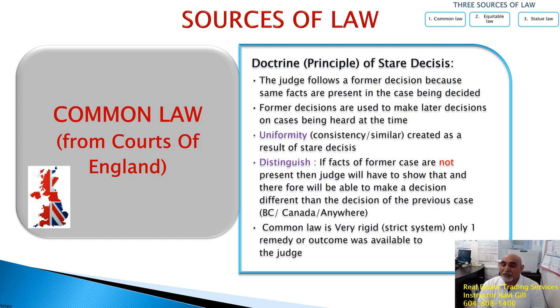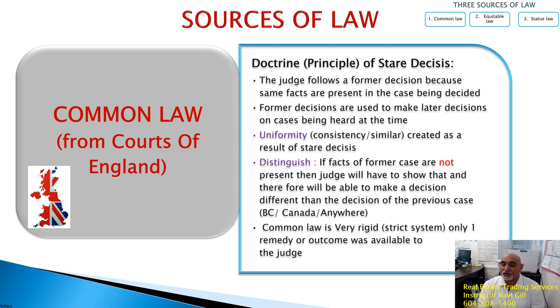And also, sometimes if the judge cannot find a case at all within BC, then he is allowed, he's required to look anywhere in any of the provinces or the Yukon territories or anywhere in the Commonwealth countries. So common law was very, very rigid.